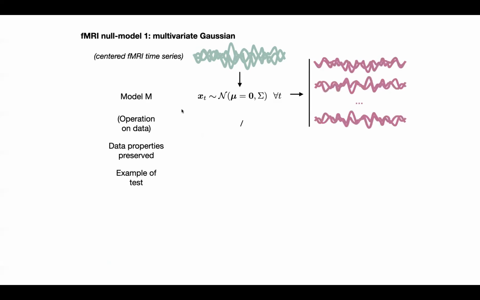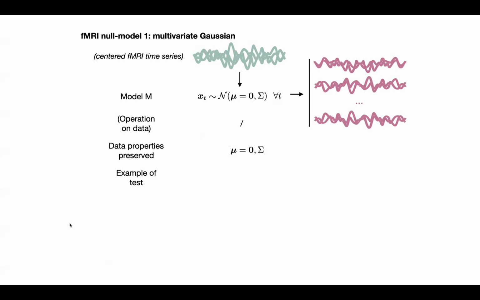Okay, first one I want to consider and to show here is also the simplest one, just the multivariate extension of the example I showed before, where we have multivariate time series again, so the mean is 0 here. The model M now would be that each time point here separately follows a Gaussian distribution with mean 0 and covariance or correlation matrix sigma. Okay, again, here there is no operation that is performed on the data. We can play the same little game and generate surrogate time series that are for each realization multivariate again.